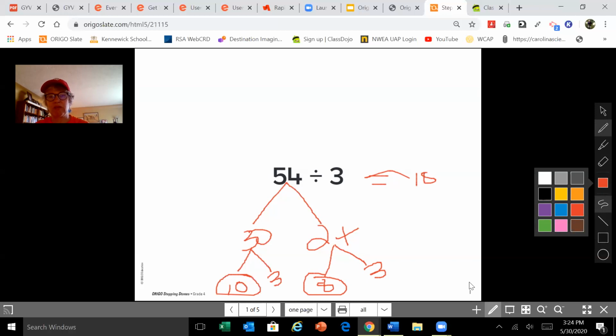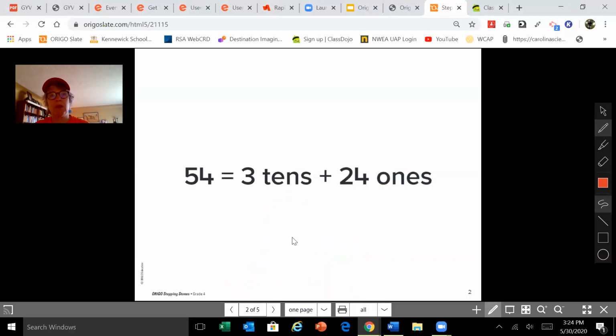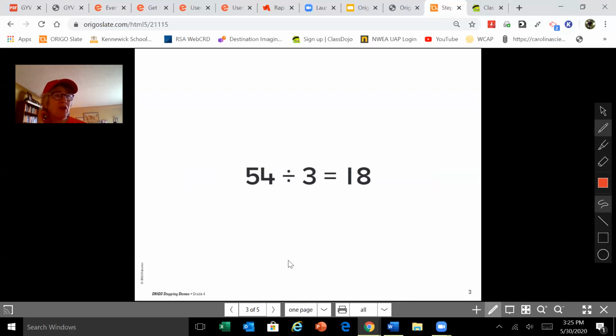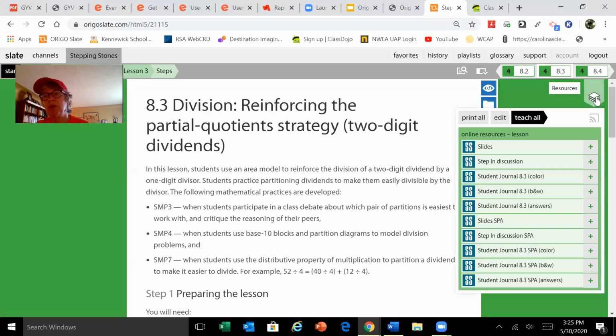Okay, let's go on to my next slide. And you can see the folks who were doing Origo, they thought about this the same way. They looked at this as we could look at 54 divided into 3 10s or 30 or 24 ones. So that's another way of thinking about this flexibly. And there we go. Therefore, 54 divided by 3 equals 18. I'm going to stop there with that slide.